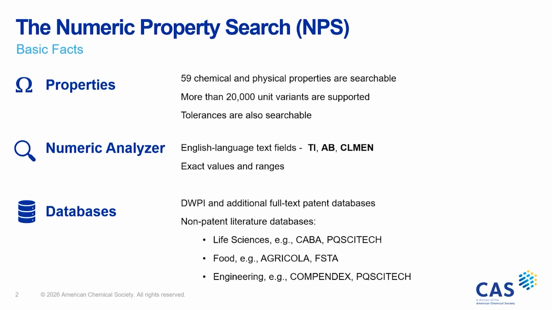In terms of the databases, there are NPS-ready databases, for instance the Derwent Patents Index and the collection of full-text patent files on STN. There is also a bunch of non-patent literature databases that you can utilize. In the field of life sciences, examples might be CABA and the amalgamation of different technologies, which you find in the database PQ SciTech. Also for food, Agricola, FSTA, and then for engineering, examples might be Compendex, and certainly you will also find engineering-related information in PQ SciTech.